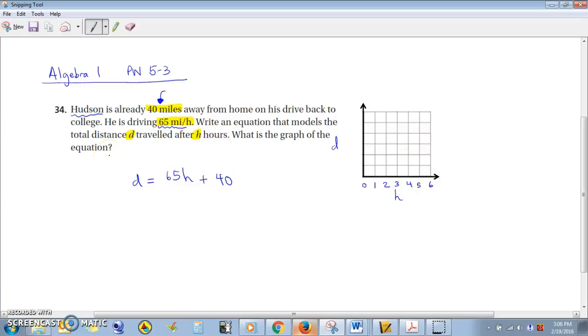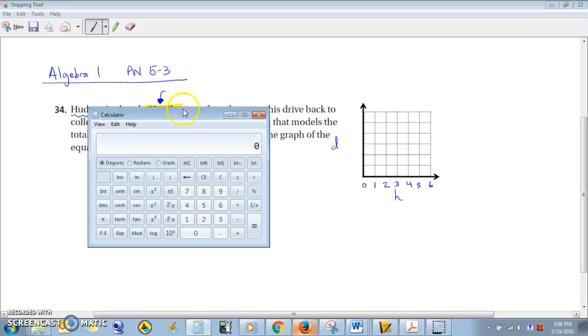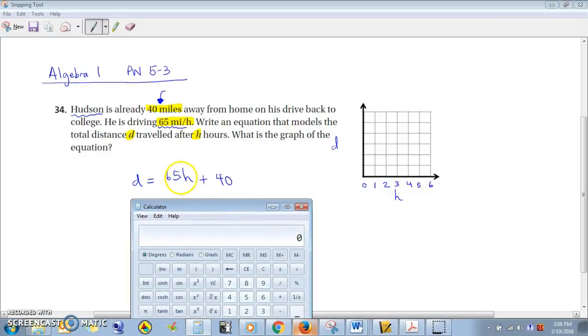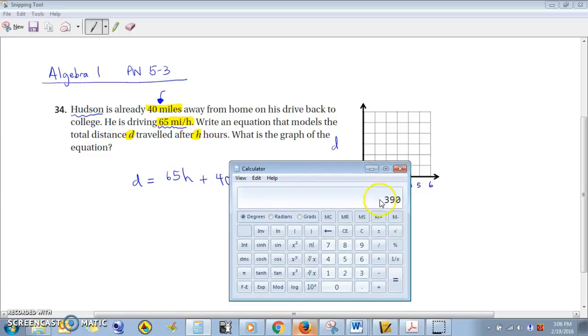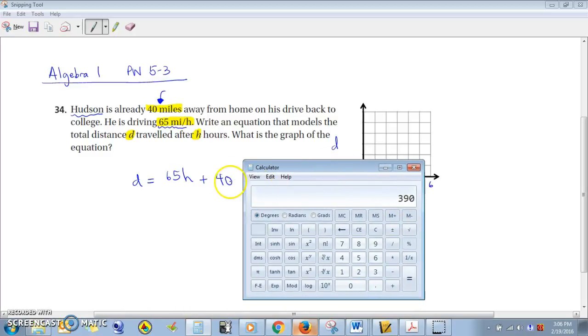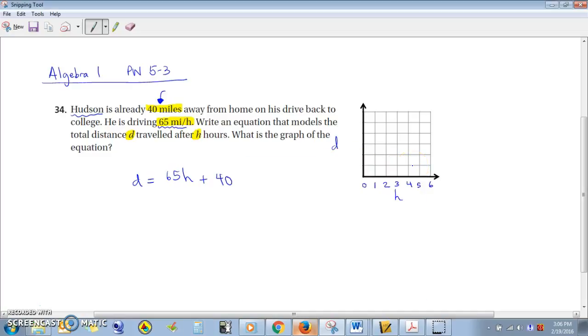So I'm going to bring up a calculator, and I'm going to do 65 times 6 and then add 40. So 65 times 6. In 6 hours, I'm going to drive 390 miles, but I was already 40 miles away, so I'm going to add 40. So my total distance away is 430. My longest distance on this graph is going to be 430. So 430 needs to be in here.